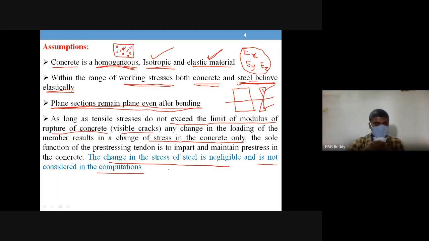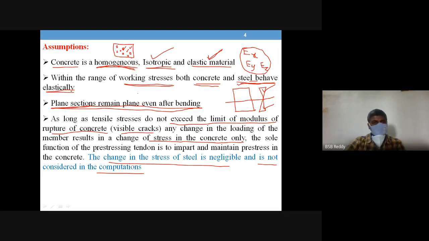So we assume that whatever value you have seen while jacking, the hydraulic jack, while pulling the tendon, the same value is taken without any changes. Though there will be minor changes in the value, we will neglect all those changes in the stress of steel. So that is the other assumption. So these are the assumptions before we start analyzing these pre-stressed concrete members.